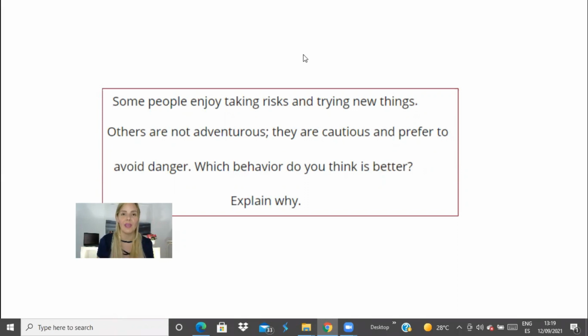So look, some people enjoy taking risks and trying new things. Others are no adventurers. They are cautious and prefer to avoid danger. Which behavior do you think is better? Explain why. So give your student 30 seconds, 1 minute, whatever you prefer, for them to prepare, and then they can just talk. They can just give their opinion.